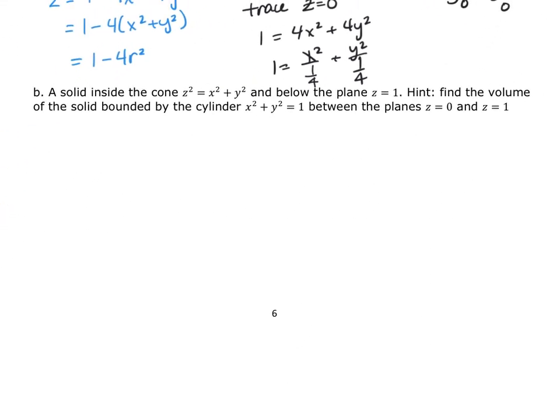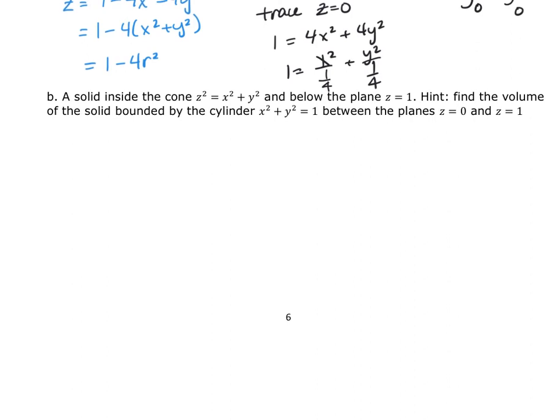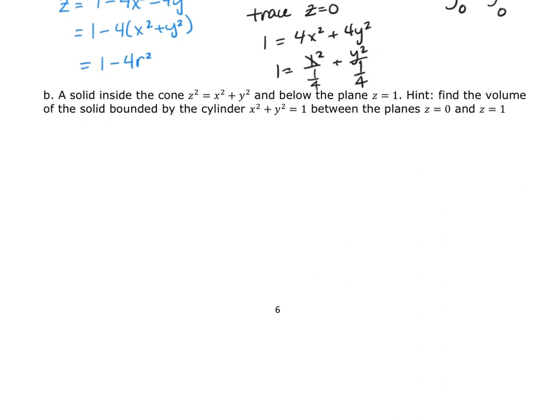Now I want to know the solid inside the cone and below the plane z equal to 1. What they're telling me to do, as a hint, is find the volume of the solid bounded by the cylinder between the planes z equals 0 and z equals 1. Now, I am inclined not to do the integration, because I know the volume of a cylinder is pi r squared h. To save myself some time, I know that r happens to be 1 because they're telling me to use this as a hint.